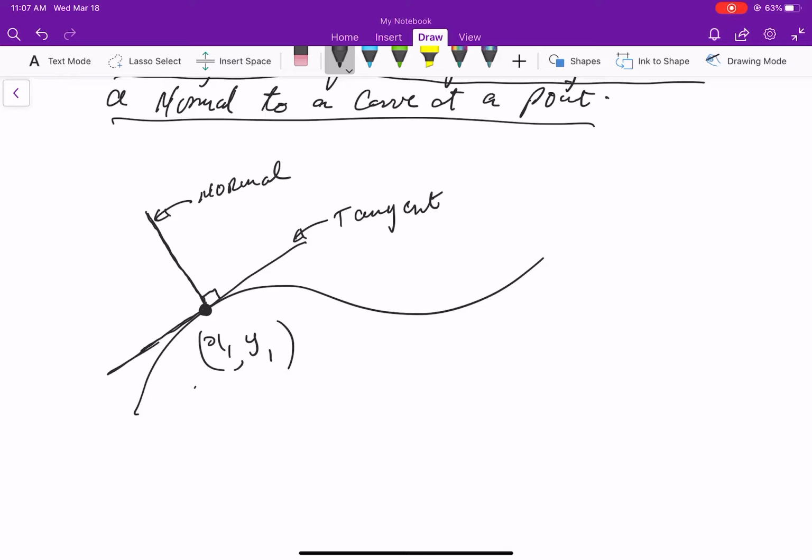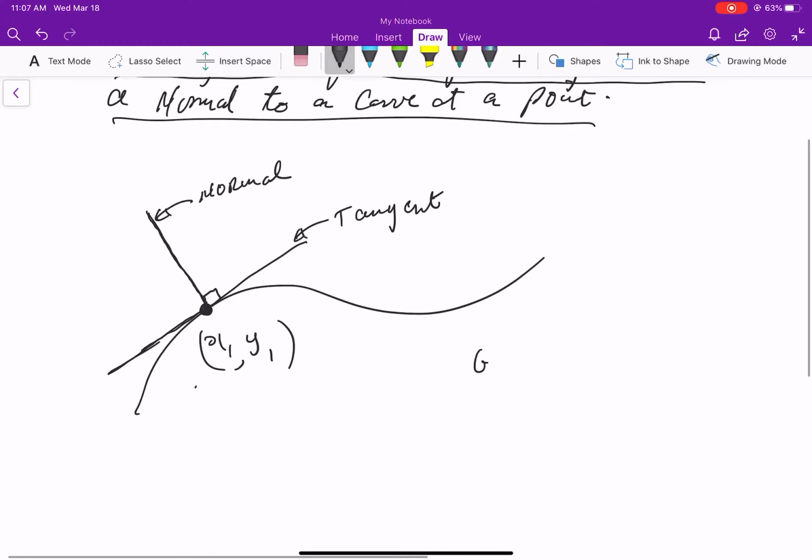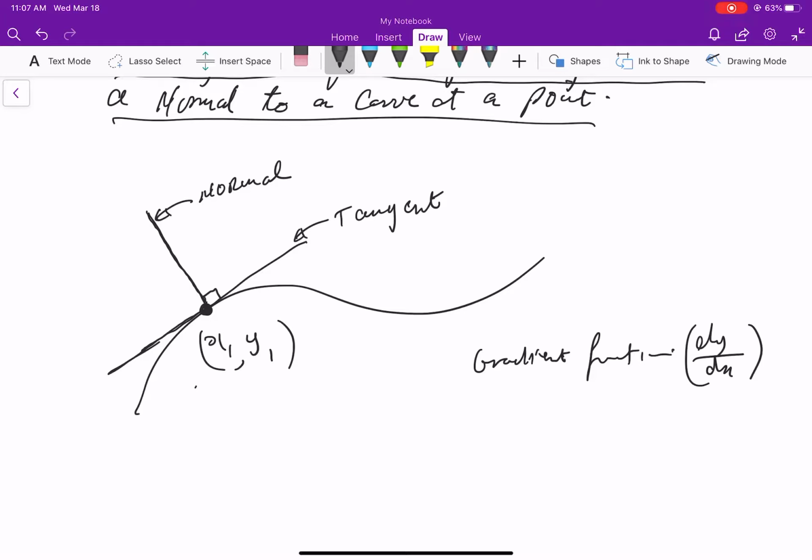Right? So when you find dy dx, the gradient function, if you plug a value of x into that gradient function, then you get the gradient of the curve and also the gradient of the tangent. Let me let m subscript t represent the gradient of the tangent. If you plug a specific value of x into the gradient function, you get the gradient of the curve as well as the gradient of the tangent.